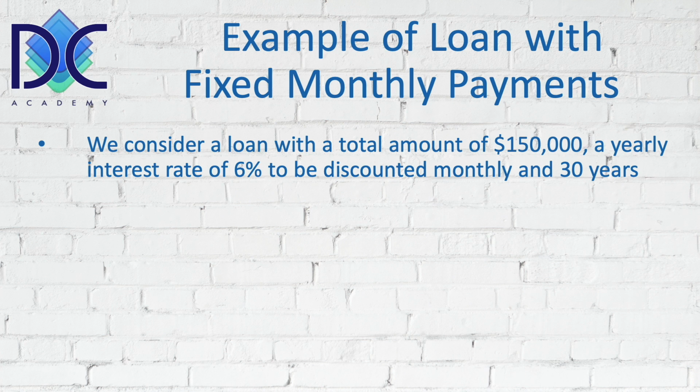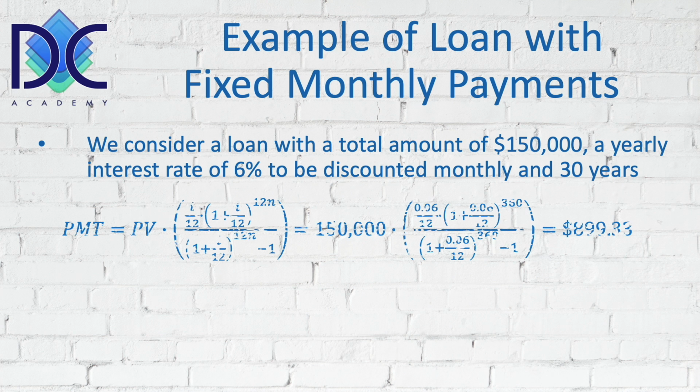So when we put that in the formula, PV is 150,000, then we have the interest 0.06 multiplied by (1 plus 0.06 divided by 12) to the power of 360, divided by ((1 plus 0.06 divided by 12) to the power of 360, minus 1), and we find $899.33. Now we use the built-in formula, and what do we see?